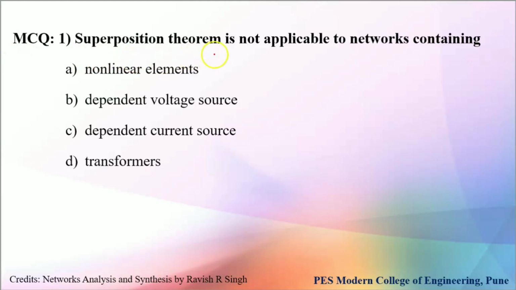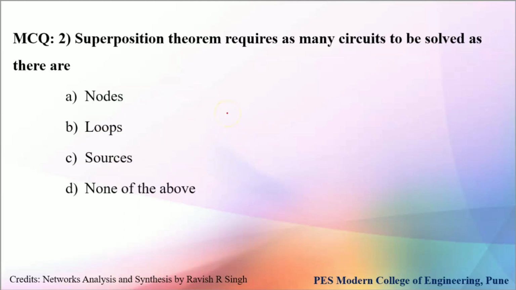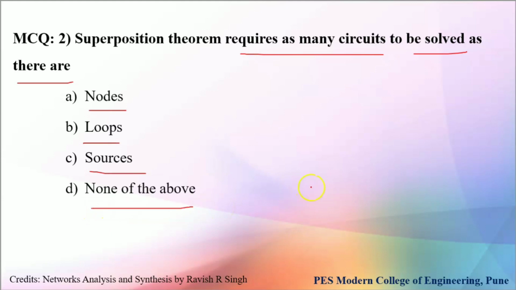First MCQ: the superposition theorem is not applicable to a network containing nonlinear elements, dependent voltage source, dependent current source, or transformer. Second MCQ: superposition theorem requires as many circuits to be solved as there are nodes, loops, sources, or none of the above.